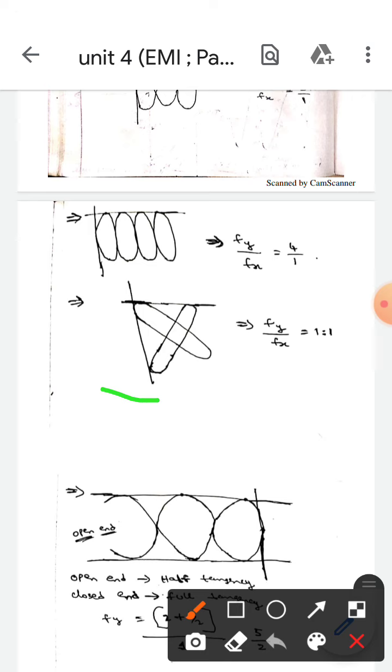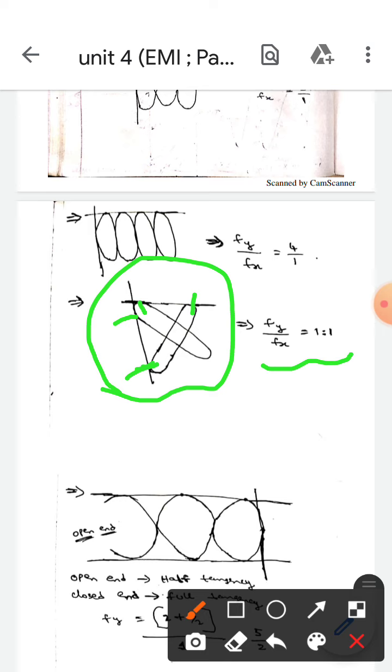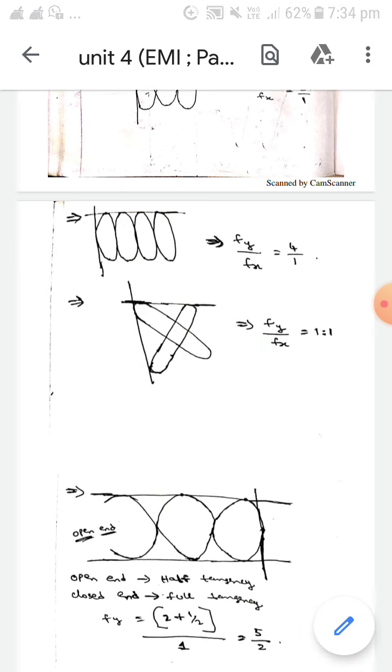Look at this diagram guys. The tangent touches at the top 2 times, whereas the tangent touches at the side 2 times, which means Fy by Fx equals 2 by 2, which means they will be in 1:1 ratio.